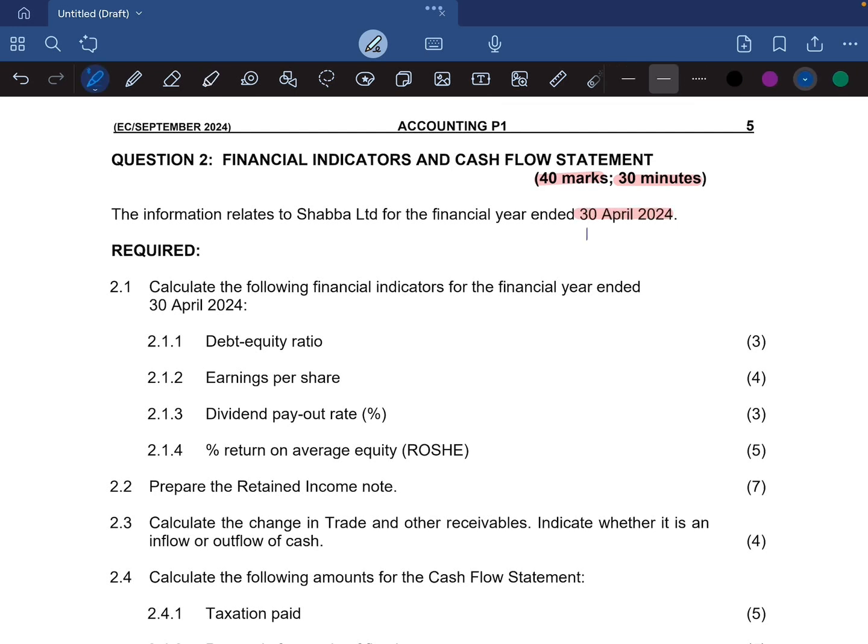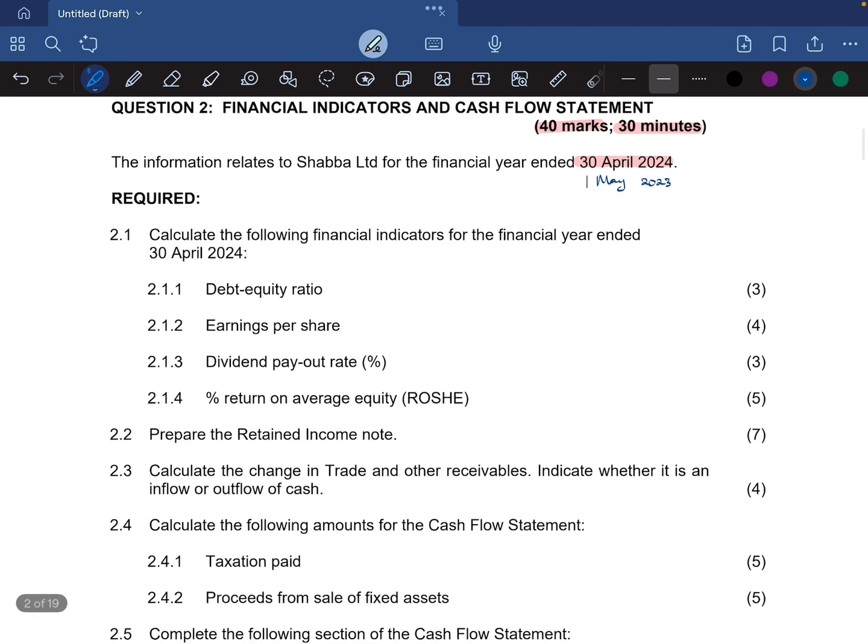So in this case, we know our year began on the 1st of May, 2023. We are required to calculate the following financial indicators for the financial year ended 30 April 2024.